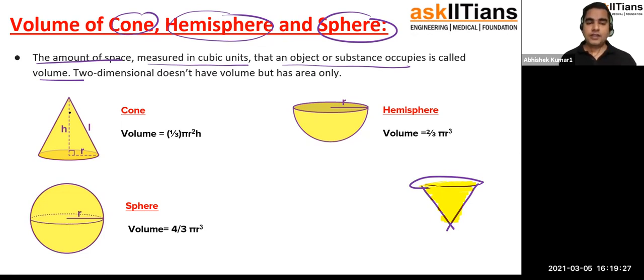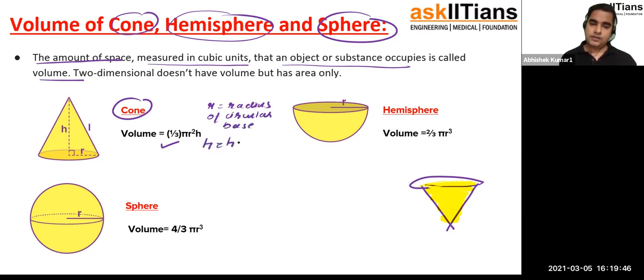If you talk about a cone, then the volume of a cone is given by 1/3 pi r square h. What is r here? R is the radius of the circular base. What is h here? H is the height of the cone. And what is L here? L represents the slant height.